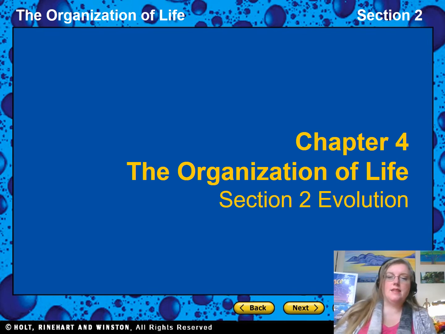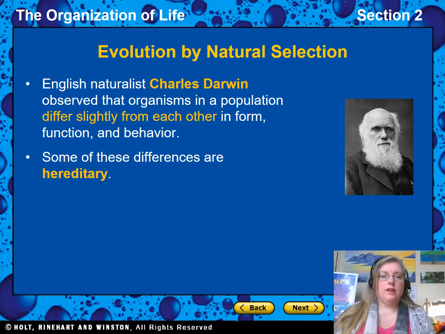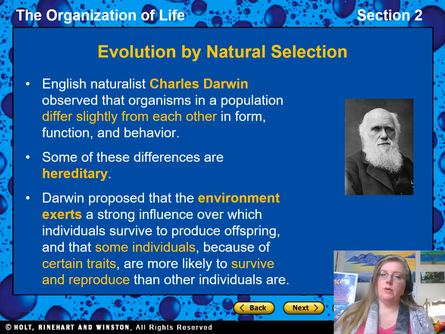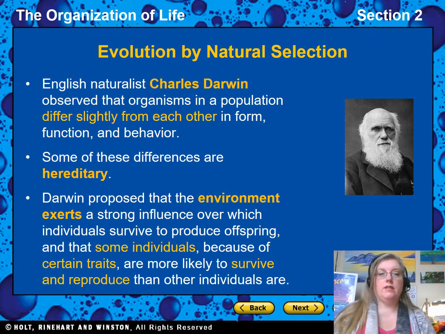Hey guys, it's time to start section 2 of chapter 4, which is evolution, natural selection and evolution. All right, so when we say natural selection and evolution, we automatically think of Charles Darwin. He was a naturalist in England in the 1800s, and he observed that all of the organisms in a population differ slightly from each other.